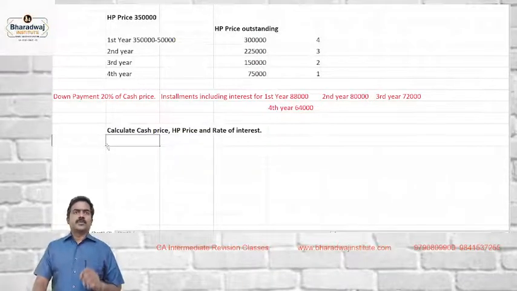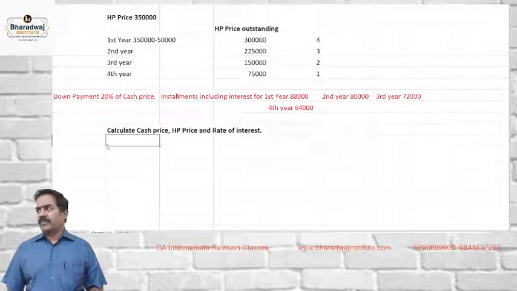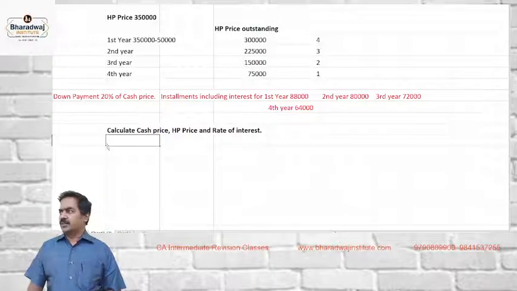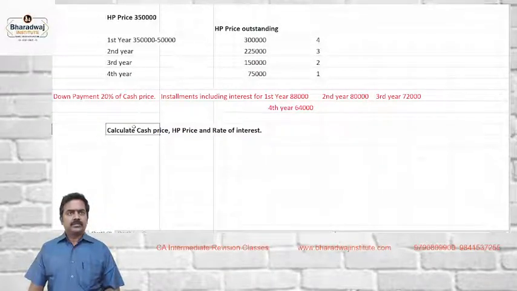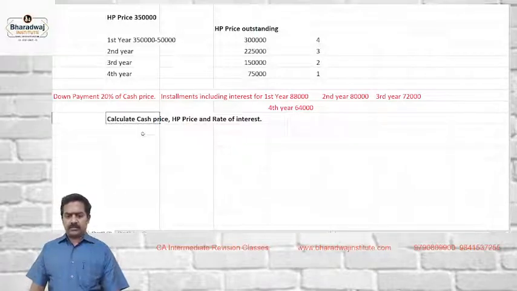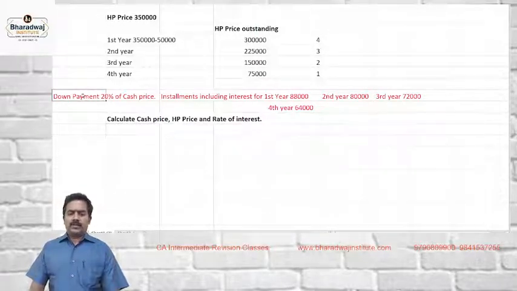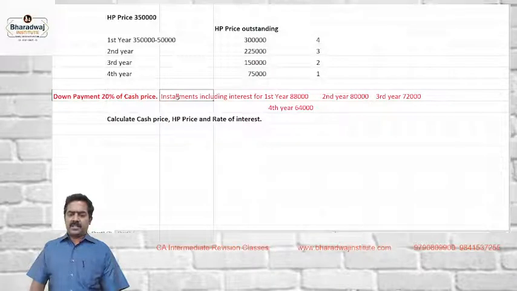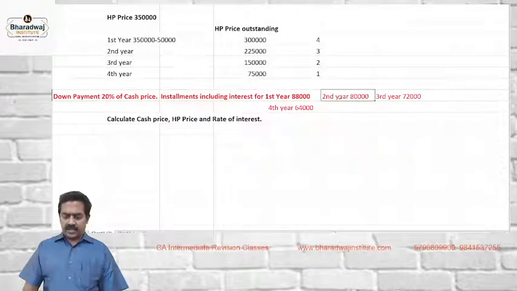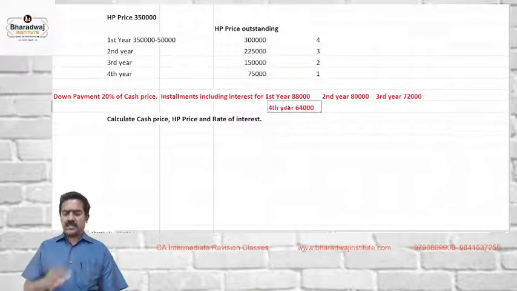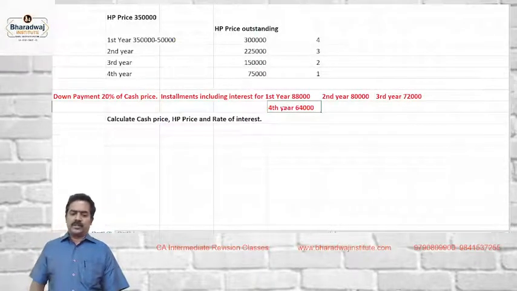This is a very famous question in the CA Inter exam. Maybe you would have done this in the regular class also. Down payment is 20% of cash price, installments including interest are: first year 88,000, second year 80,000, third year 72,000, and fourth year 64,000.